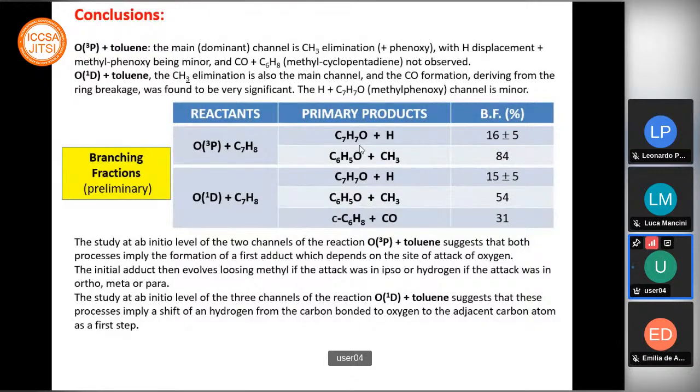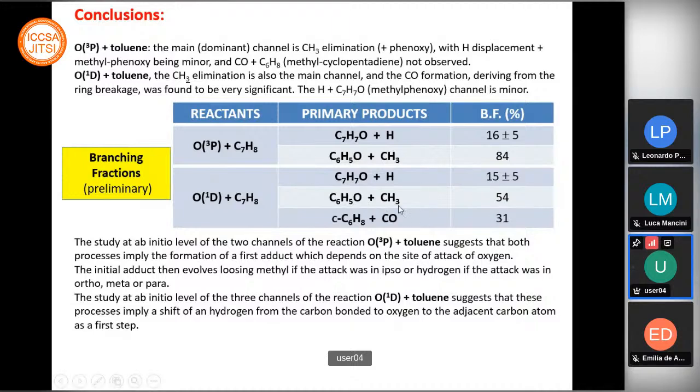We have information from the experiments. This should be the branching fractions which we can deduce from the experiments, and we can see that in the triplet surface we have only 2 possible exit channels, the one leading to methyl and the one leading to hydrogen, which is less important, while in the singlet surface we have 3 different exit channels, with the one leading to carbon monoxide being the second one in importance.